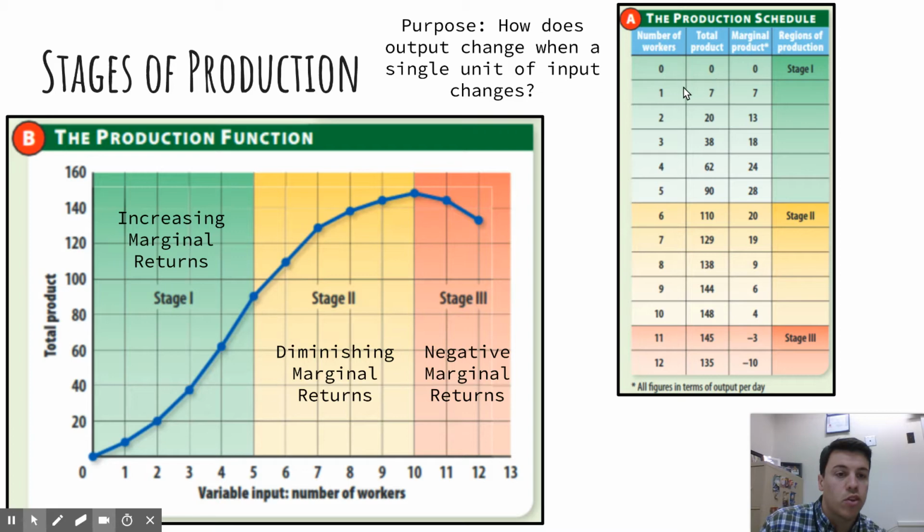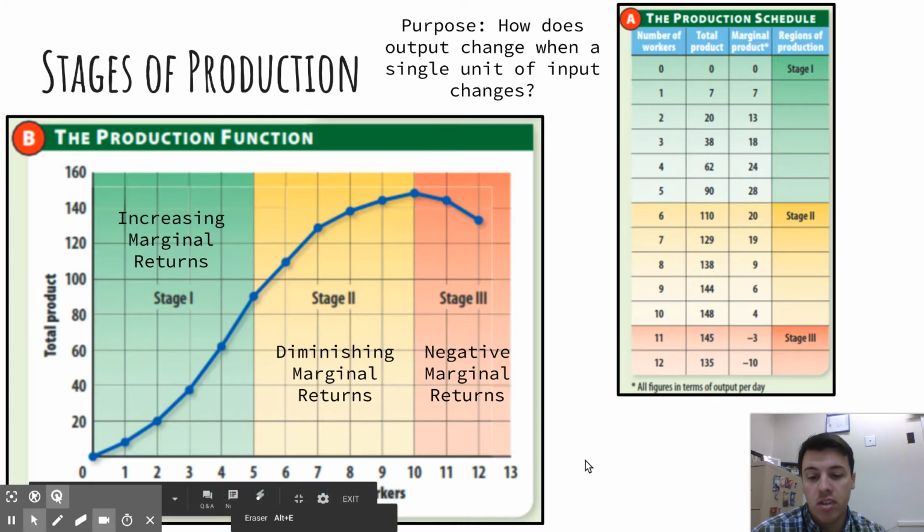So when we go from 0 workers, we produce nothing. The first worker is able to produce 7 units within the day, so the marginal product is the difference between the 7 and the 0, so 7. And then we go from there. The second worker adds 20, so the change that's occurred here is 13. We go from 7 to 20, so 13 is our marginal product. So we're looking at what's the change that's occurring. What's that one worker worth to us in terms of what they're providing?